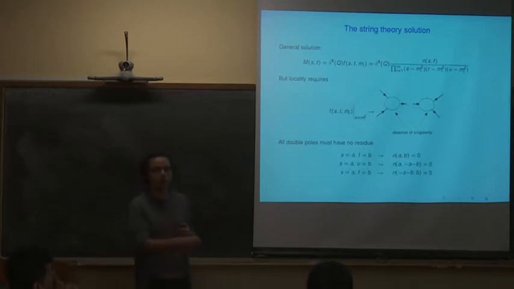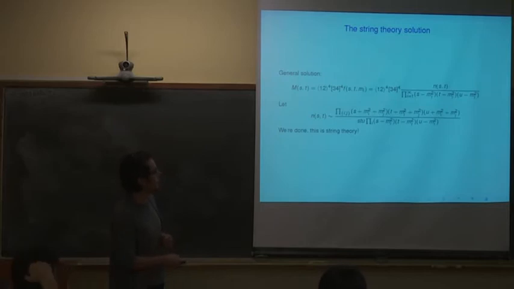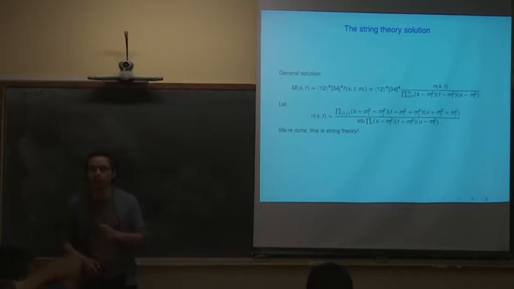And this vanishing of double poles becomes a very non-trivial constraint on your numerator. So we can try to solve this problem by assuming that our numerator has factorized zeros. That means that whenever there's a double pole, there's a corresponding factor in your numerator that cancels this double pole. So let's assume the answer is this. If you assume the answer is this, you're done.